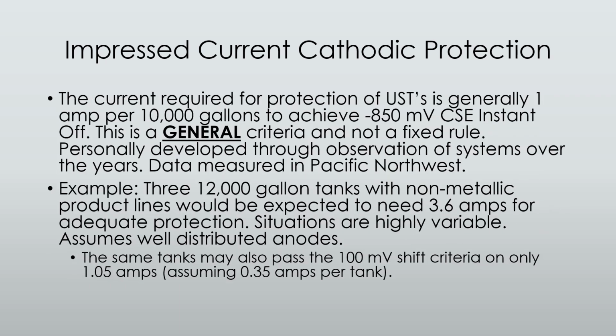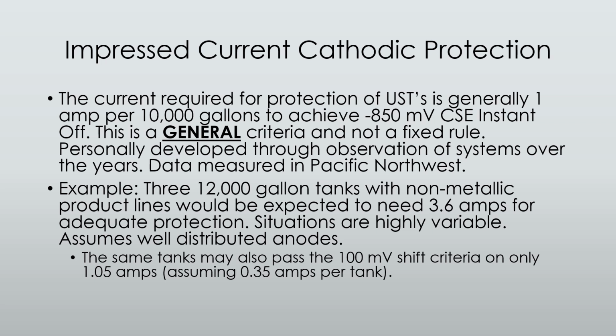This is a slide I may get some pushback on from other people in the industry, but from my experience out in the field, the current required for protection of USTs is generally 1 amp per 10,000 gallons to achieve negative 850 millivolt CSE Instant Off. And again, I want to highlight this is a general criteria, not a fixed rule. So this is what I've kind of seen in systems over the years.